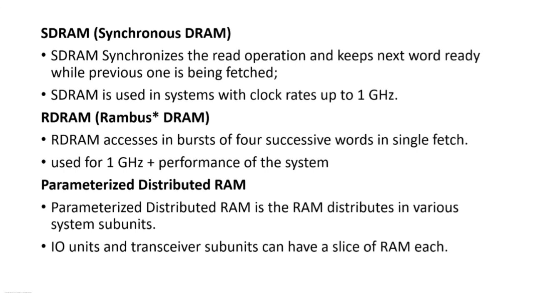The last one is parameterized distributed RAM. Parameterized distributed RAM is a RAM which distributes across various system subunits. So this RAM is seen in a distributed form. The memory is distributed along various subunits. IO units and transceiver subunits can have a slice of RAM. Along with every subunit, peripheral unit or IO unit, there will be a portion of memory or RAM. In that way, the memory will be distributed.